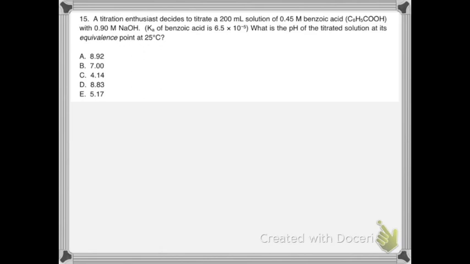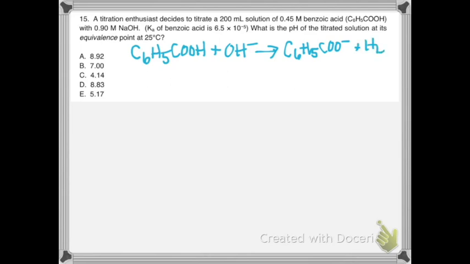We have benzoic acid. Write our reaction. C6H5COOH plus OH minus. Again, I just took OH minus from our strong base. Well, C6H5COO minus and water. Whenever we have a reaction, we're going to work in moles and use an ICF table.